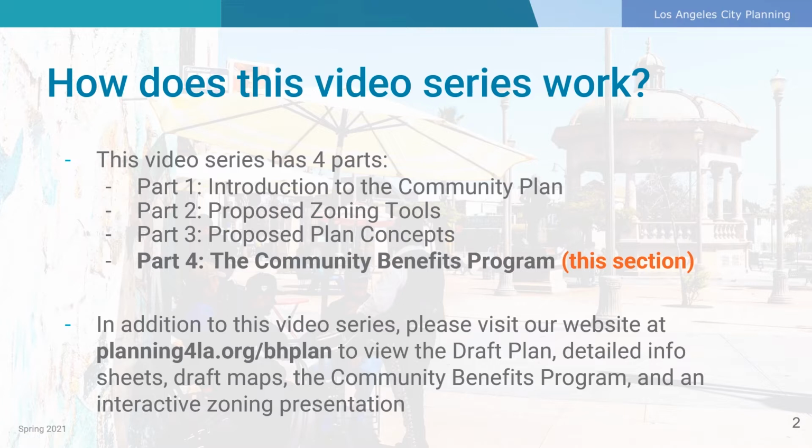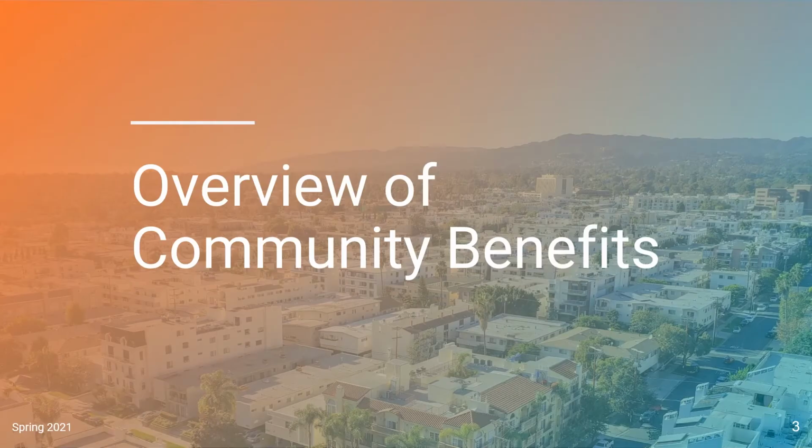In addition to this video series, please visit our website for detailed informational handouts, the draft plan, an interactive land use and zoning map, and draft community benefits document. This section will review community benefits and affordable housing incentives, particularly how the Boyle Heights Community Plan Update incentivizes new affordable housing along with the structure of the proposed Community Benefits Program.